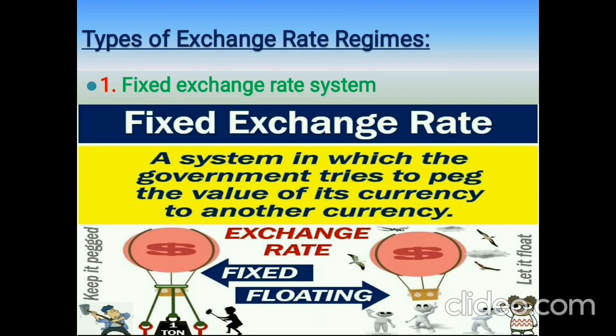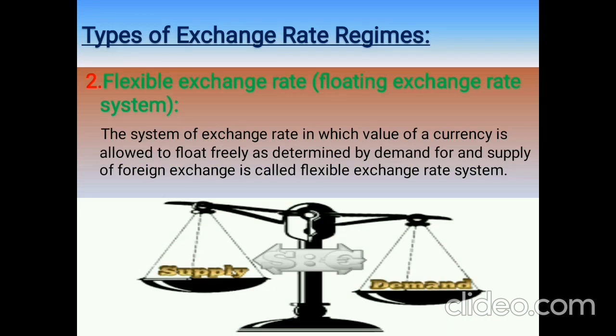So we move to the second. Second is the flexible exchange rate or floating exchange rate system. The system of exchange rate in which the value of a currency is allowed to float freely, as determined by demand for and supply of foreign exchange, is called the flexible exchange rate system. It means when the market forces, demand and supply of foreign exchange, decide the exchange rate of a currency, it is known as the flexible exchange rate system.